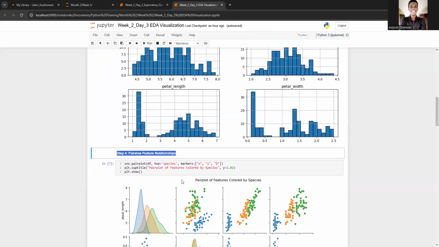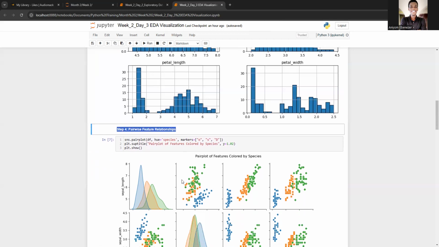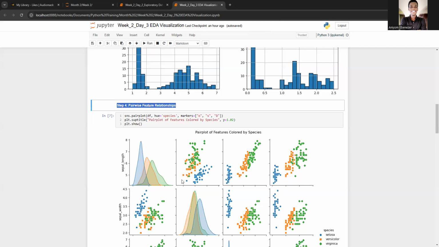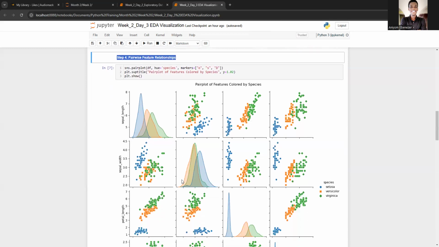Then we have step 4, pairwise feature relationship. So once you see the relationship between pairs, let's say for instance, we have sepal length and then sepal width, we have petal length and petal width. And then we want to see the distribution with respect to a particular feature. And the feature we are looking with respect to is the species, right? So we want to make a distribution plot or a pair plot to see how this petal length behaves when I'm trying to understand it with respect to the species.